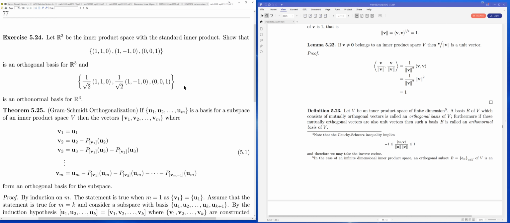It's a basis to start off with, and also an orthogonal basis because any two different vectors are orthogonal to each other. And then the final condition is that each one has length 1. So an orthonormal basis is an orthogonal basis with the additional condition that each vector has length 1.